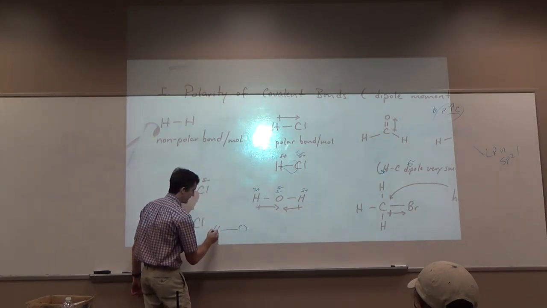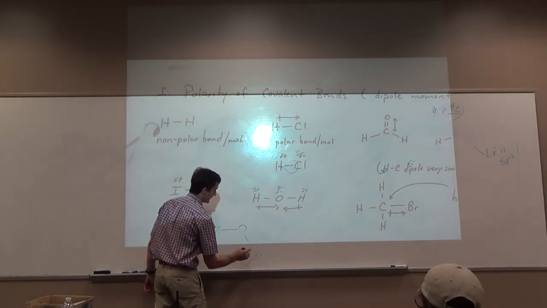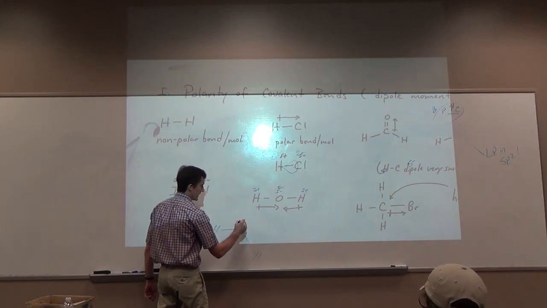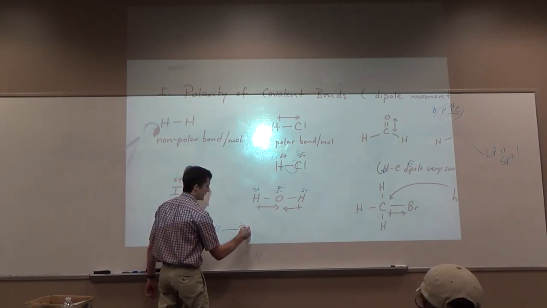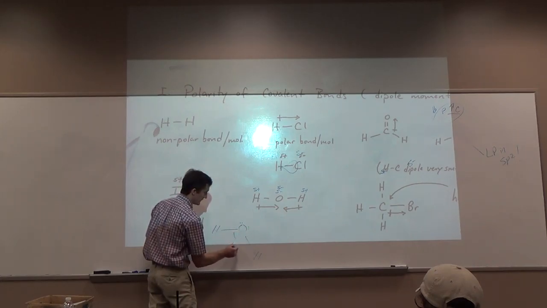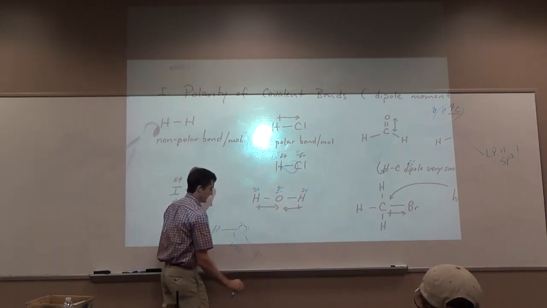And thus we have two in the plane, one forward, one back. Or if you just want to put the lone pairs there, but we know that this bond angle is 109.5, not linear.